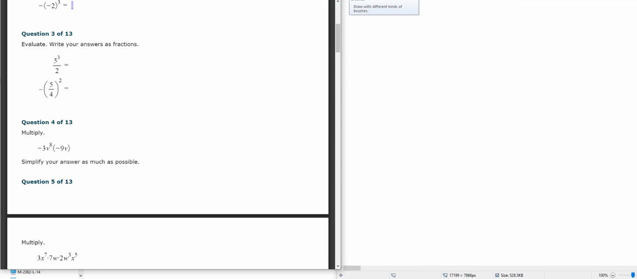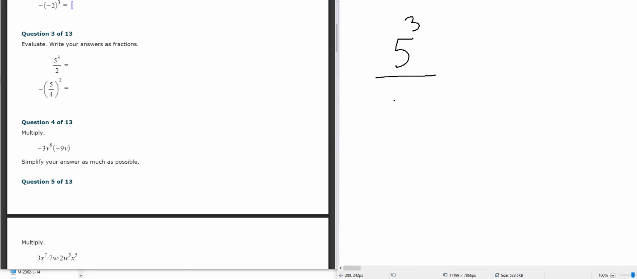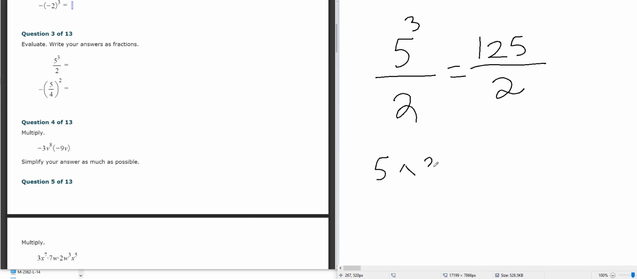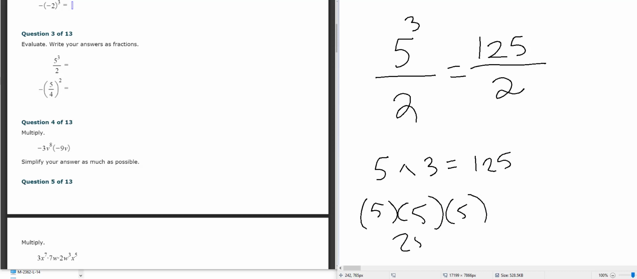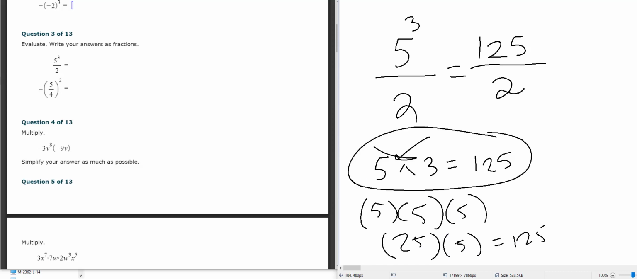Now we have some fractions, and that's okay. It's going to work the same way. 5 cubed over 2. You want to make sure you don't over apply your exponent. That only goes to the 5, so that's 125 over 2. 5 to the third is 125 because it's 5 times 5 times 5. 25 times 5 is 125. And again, you can do that on your calculator using this caret key.